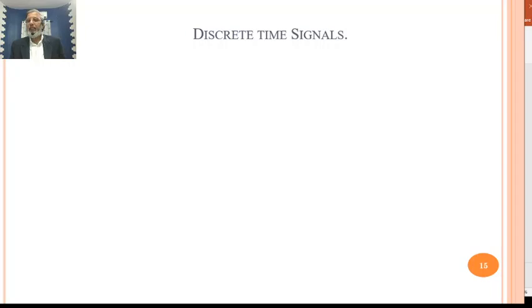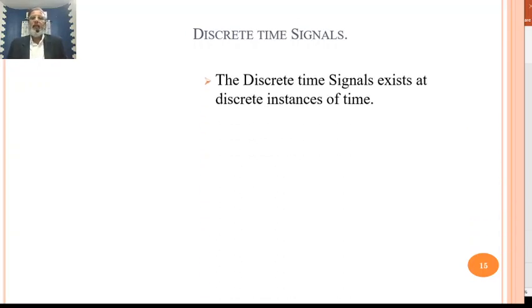Second one is the discrete time signal. The signal is defined only for discrete instances of the independent variable t, or time. The discrete time signal exists at the discrete instances of time. In case of a continuous time signal, the independent variable is t, but here the signal exists at discrete instances of time.